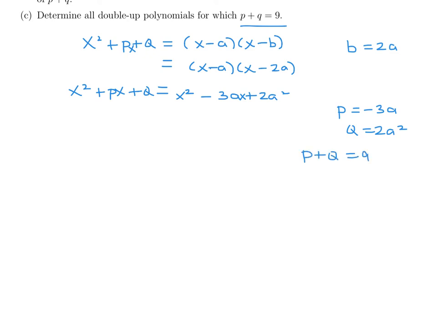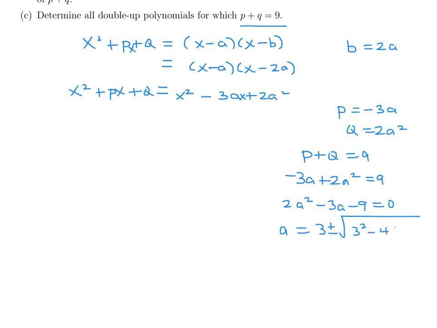So that means that minus 3a plus 2a squared is equal to 9. Put everything on one side. 2a squared minus 3a minus 9 is equal to 0. I don't think this factors nicely. I have to use the quadratic formula. Okay, no problem. 3 plus or minus square root of 3 squared minus 4 times 2 times minus 9, all over 2 times 2.